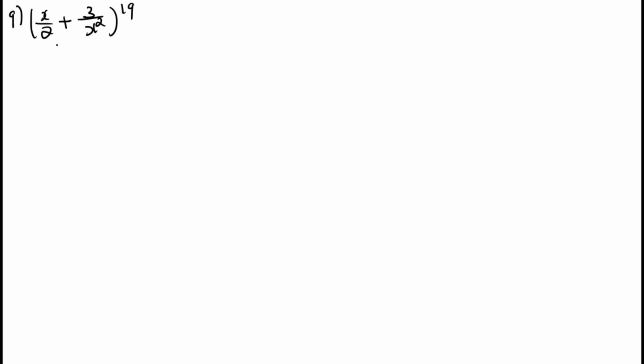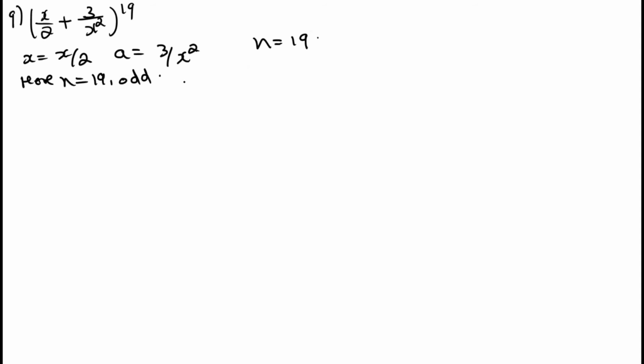See the next question. (x by 2 plus 3 by x square) to the power 19. Here x value equals x by 2, a value equals 3 by x square, and index n equals 19. Here n equals 19, it's odd, right? Whenever the index is odd, there exist how many middle terms? Two middle terms.